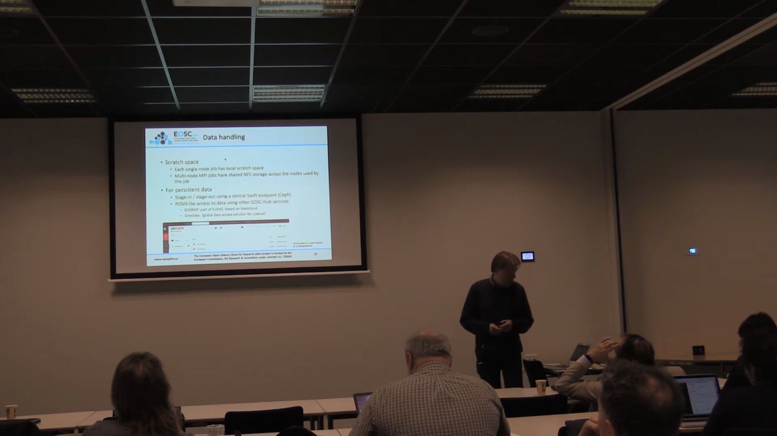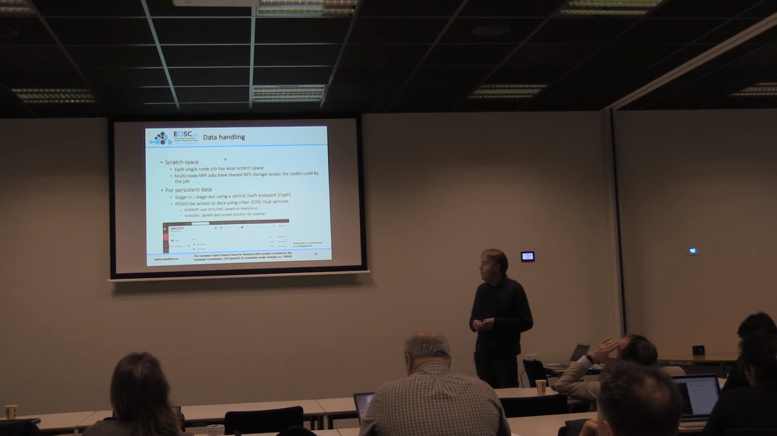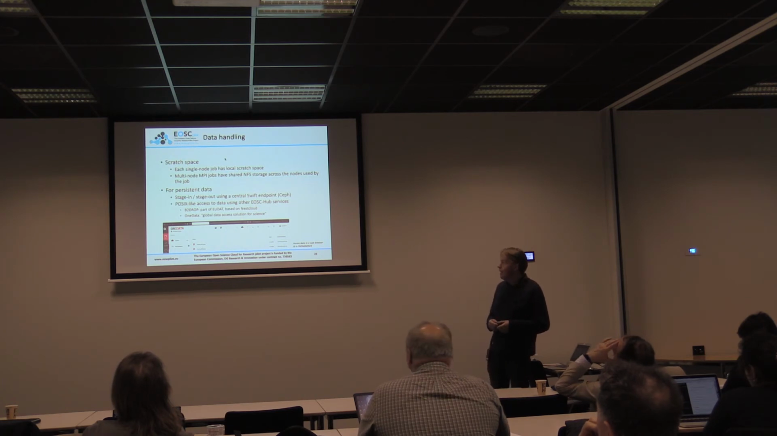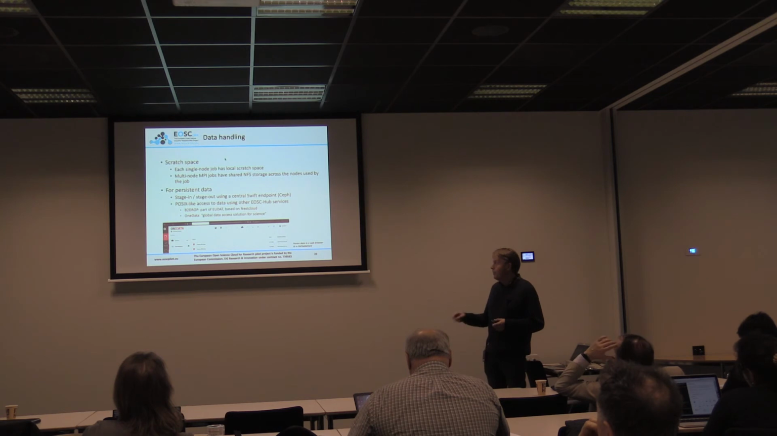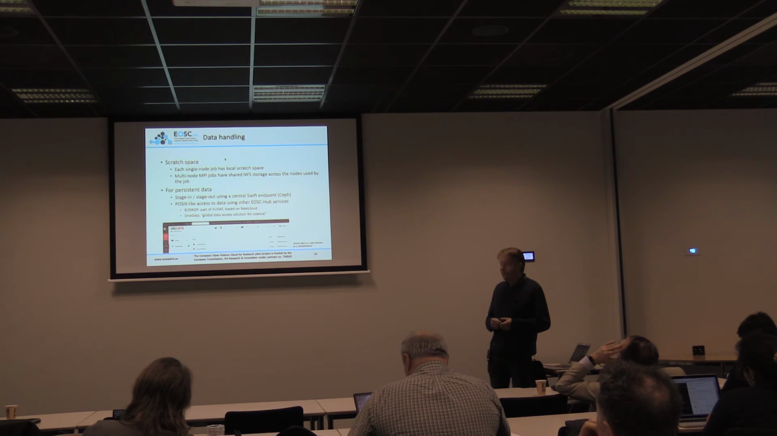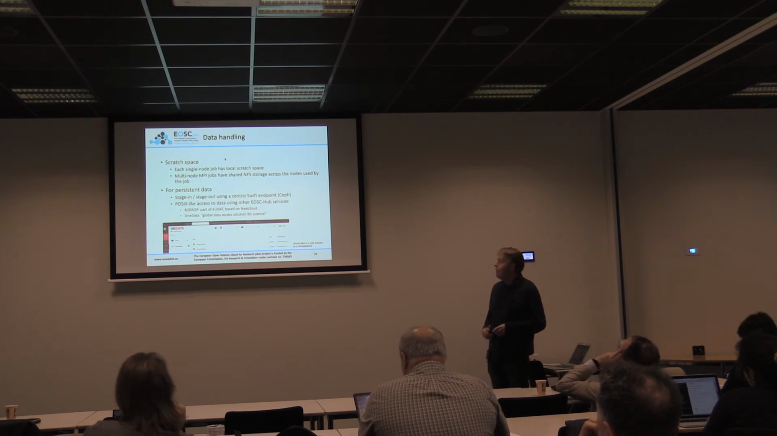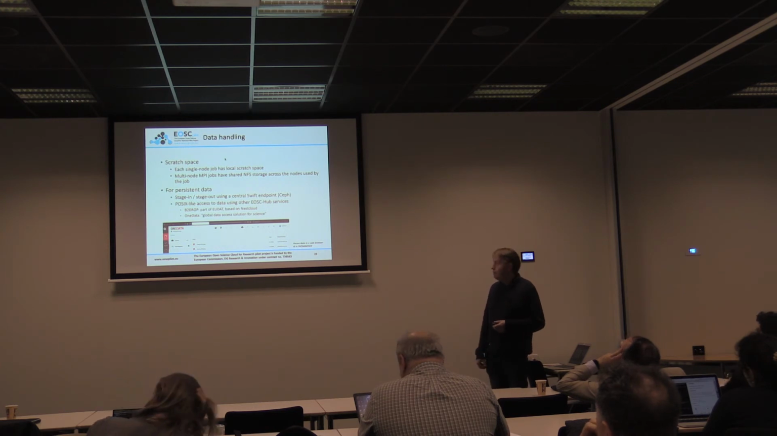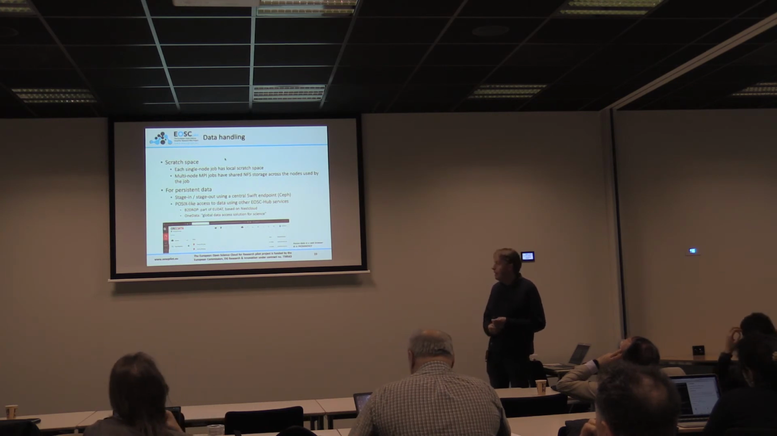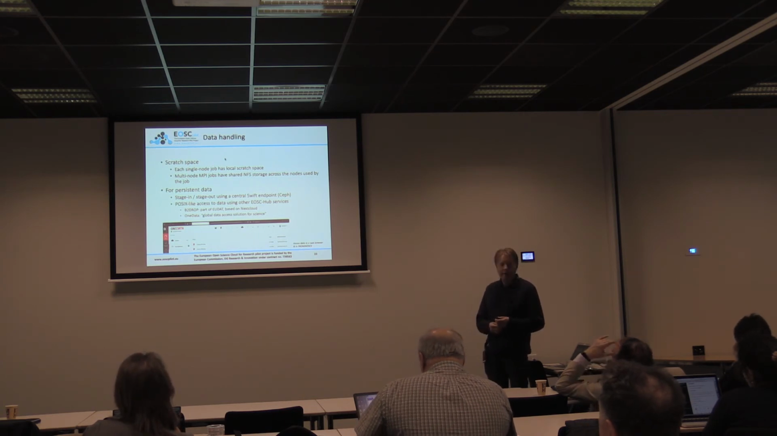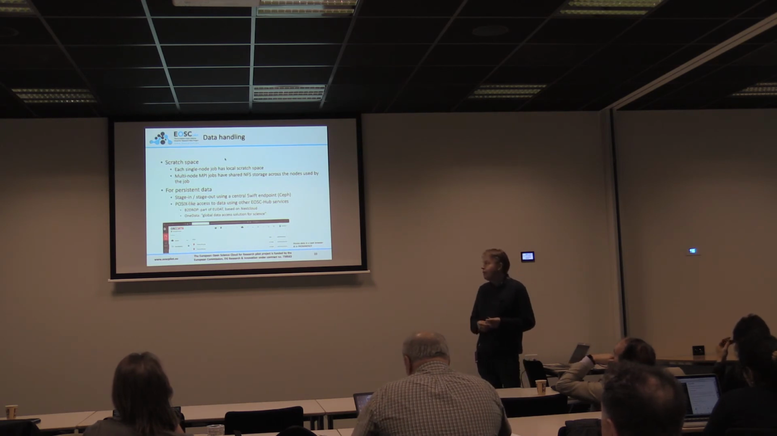So for data handling, we have scratch space for each job local to the node. For the MPI jobs, they have access to shared NFS storage just across the nodes that are used by individual jobs. And for more persistent data, we started off with stage in and stage out from a central Ceph storage using the Swift API. Users can specify what input data they want and what output files, and then they'll be able to get temporary URLs to access the data afterwards. But more recently, we've moved to, in addition to that, having POSIX-like access.